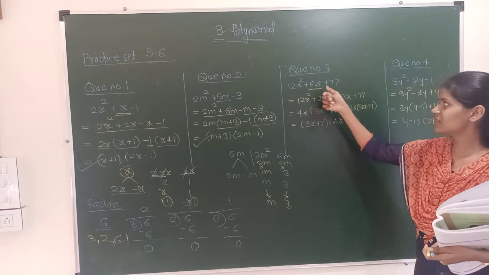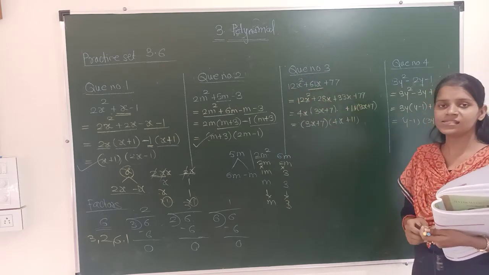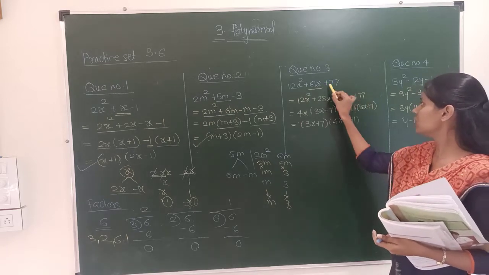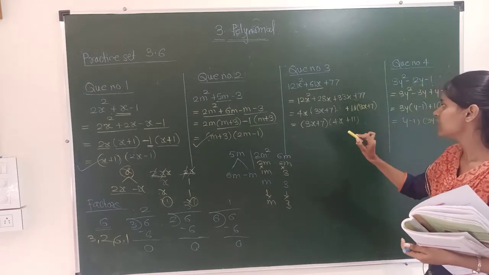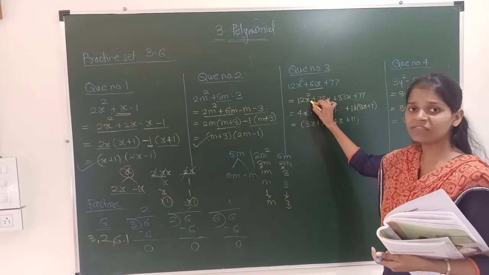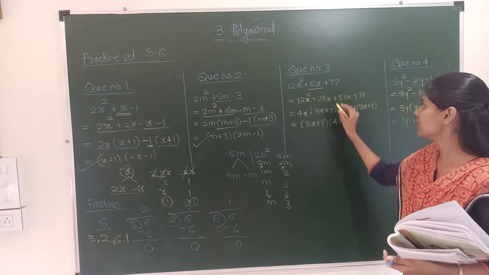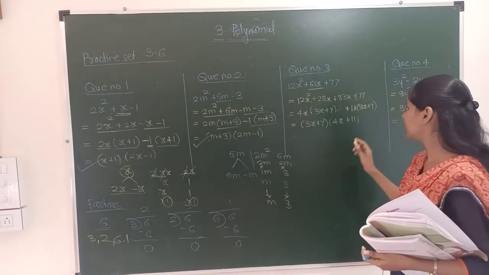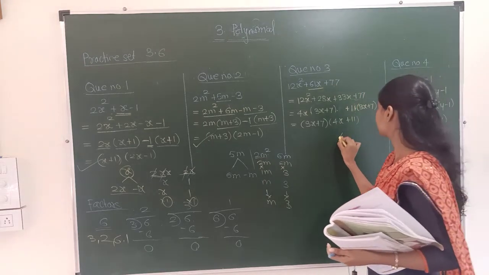See, question number 3. 12x raised to 2 plus 61x plus 77. Now here you don't need to change the sign over here. See what you have to do. 12x square, we will write the first term as it is, last term as it is. Now this 61x.